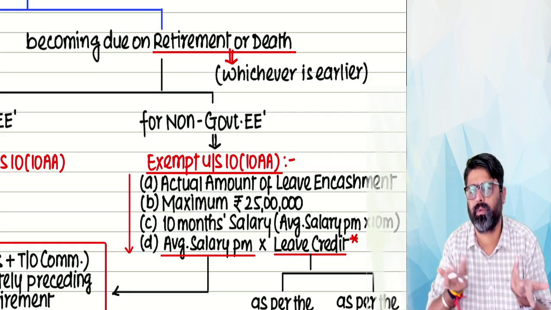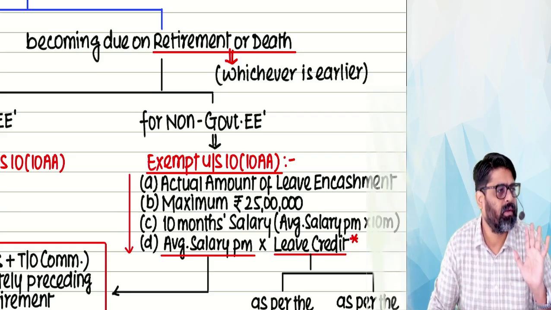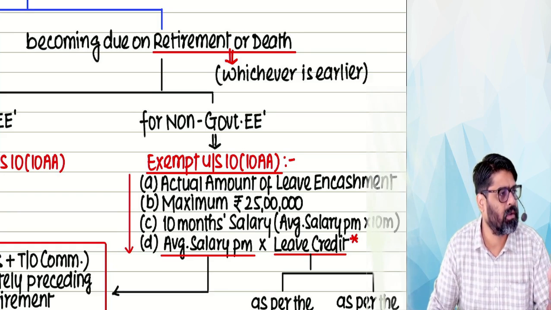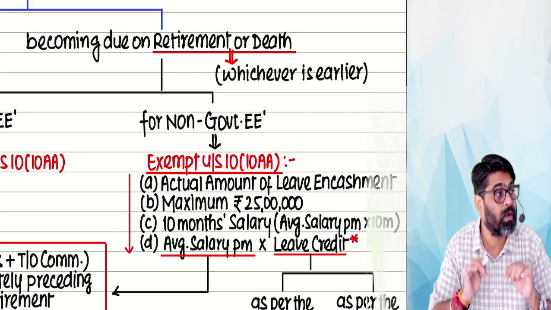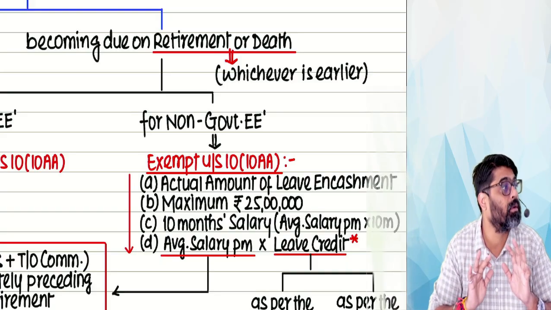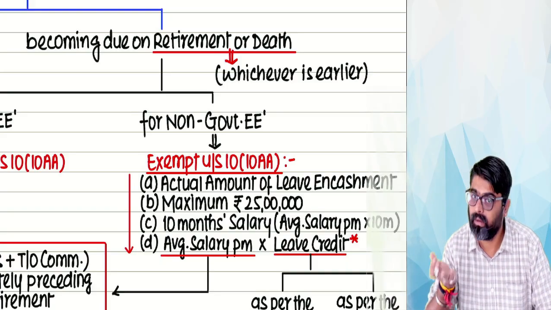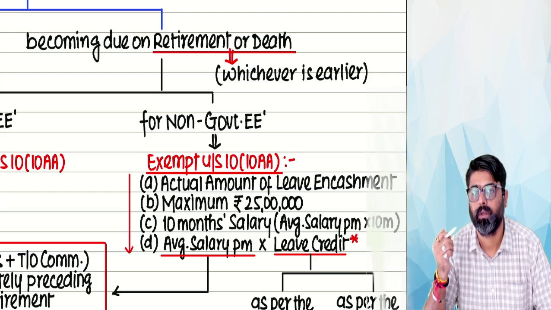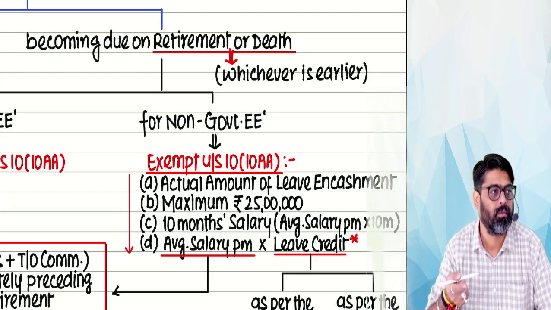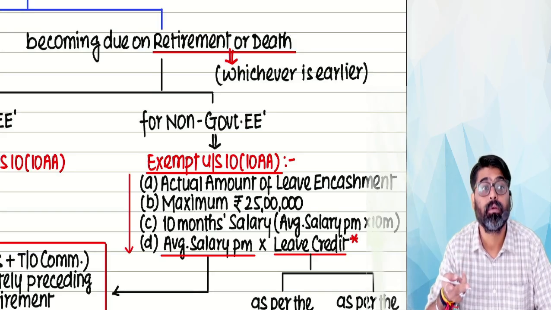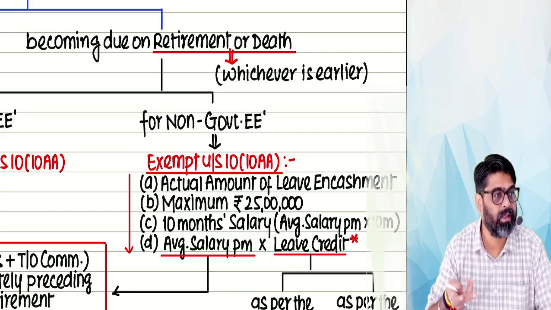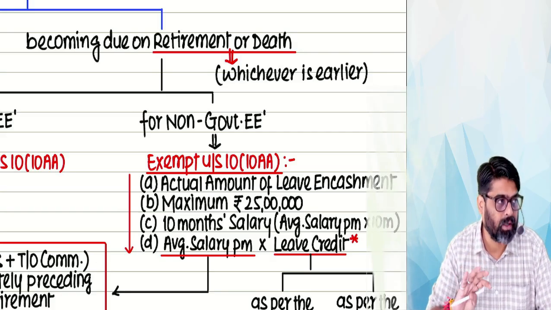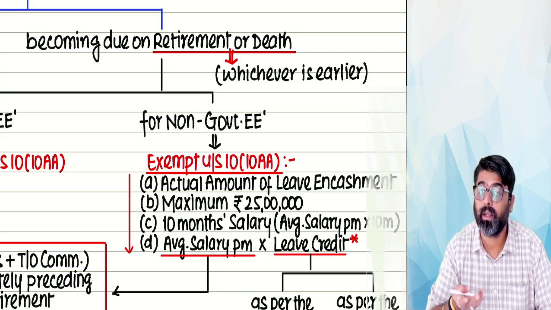Average salary calculation we know, but we have to remember that for average salary we are supposed to take basic, DA in terms of turnover commission for 10 months immediately preceding the date of retirement and not the month of retirement. Yes or no? Okay. Next, leave credit you are supposed to calculate for exemption. How will you calculate? Leaves allowed multiplied by completed years. You get total leaves. Out of that, total leaves taken by the employee, you will get leave credit. Divide by 30.